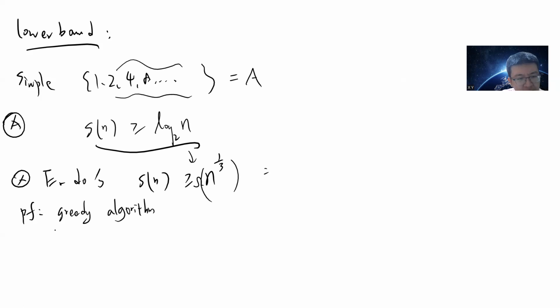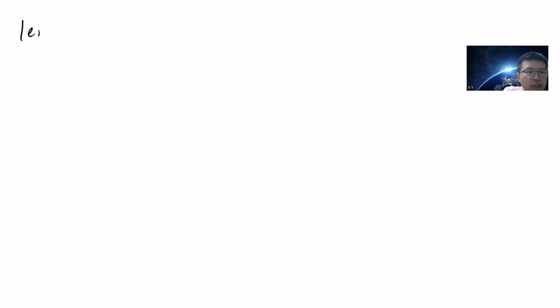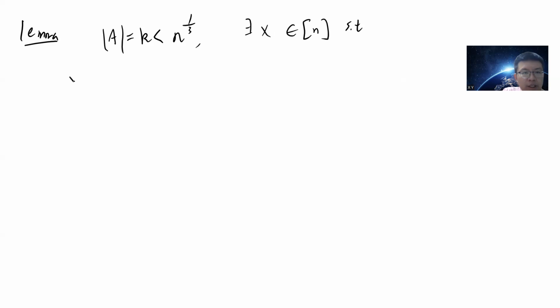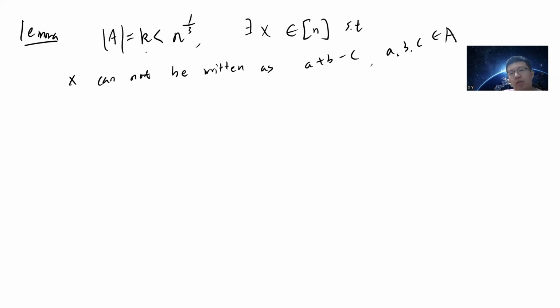Okay, so the idea is that you can prove the following. There's a simple lemma. Let's say if |A| is k and k is less than n to the 1/3, then there is an x belonging to [n] such that x cannot be written as a plus b minus c for all a, b, c belonging to A. So A is a subset with size k, and k is less than n to the 1/3. Then there is this x. You can always find an element x in 1 through n such that x cannot be written as a plus b minus c.